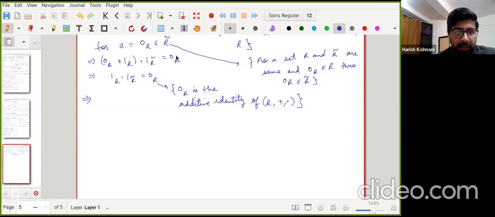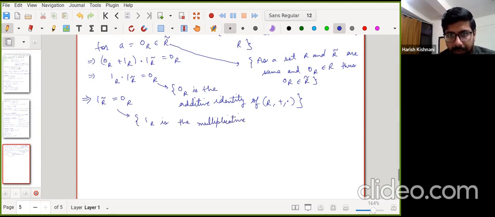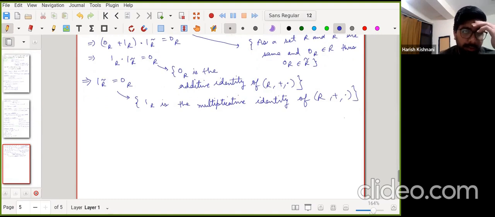So this is going to be 1 of R delta, and this is the same as 0 of R. And this is happening because 1 of R is the multiplicative identity of R plus dot, the original ring. Okay, so 1 of R delta is equal to 0 of R.